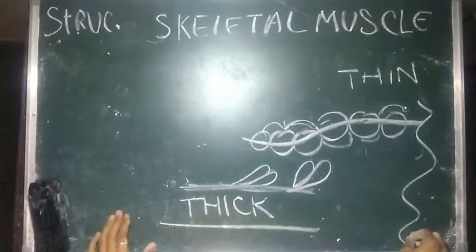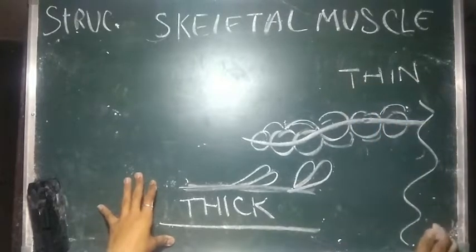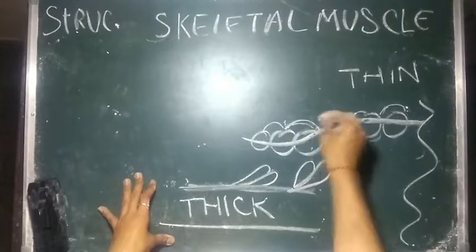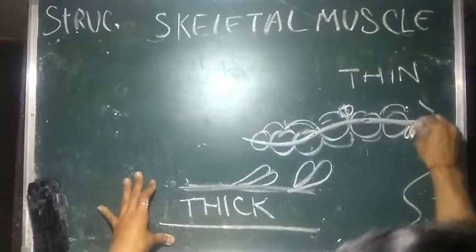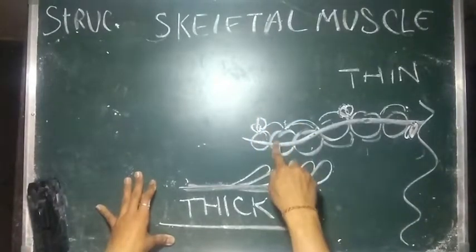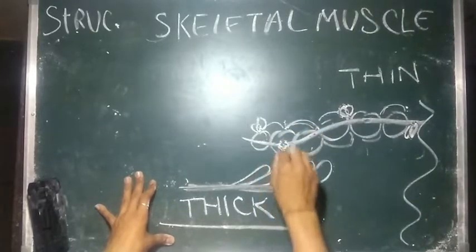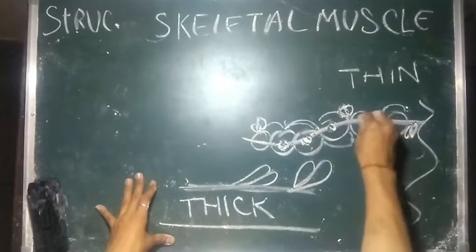These are the Z lines, these are the thick filaments, these are the thin filaments, made up of actin, troponin, and tropomyosin. So let's say these are the troponin. This tropomyosin blocks the active site for the binding of the myosin head with the actin protein. These are the sites.